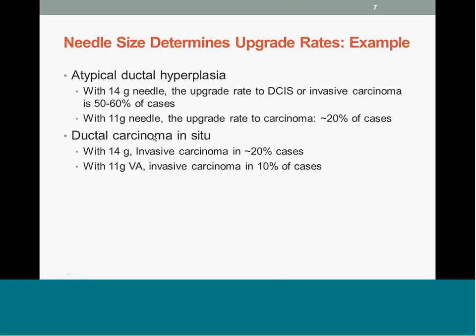Take the example of atypical ductal hyperplasia and DCIS. With ADH, we know that with the 14-gauge needle, there have been studies that have shown that the upgrade rate can be as high as 60%. With the vacuum-assisted 11-gauge needle, it drops to about 20%. For DCIS, with a 14-gauge needle, the invasive carcinoma rate is approximately 20%, whereas it drops to 10% if one uses a larger 11-gauge vacuum-assisted needle.